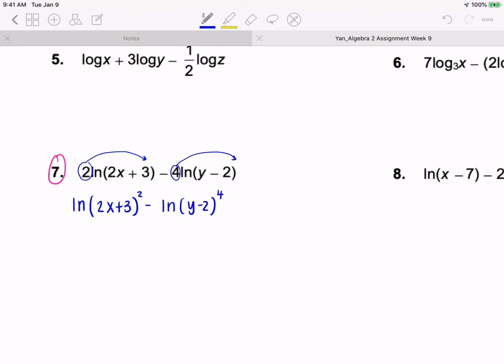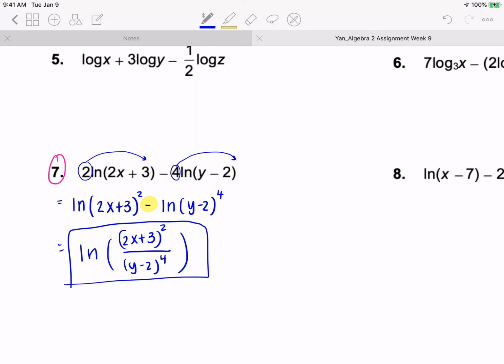Okay, and you see this minus sign? Again, it serves as a division sign. So I have ln and a division sign ready. And all you have to do is put whatever was in the beginning, 2x plus 3 to the second power, over y minus 2 to the fourth power, together like this. That's your final answer.